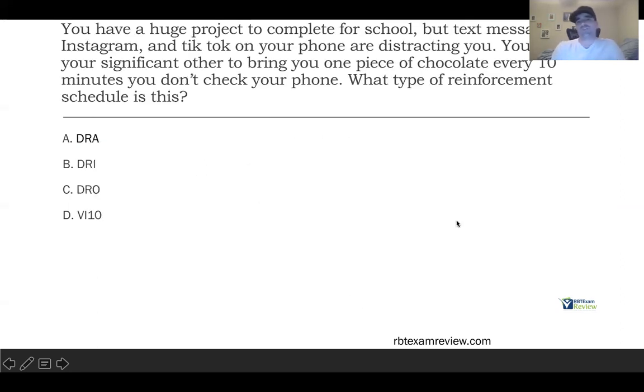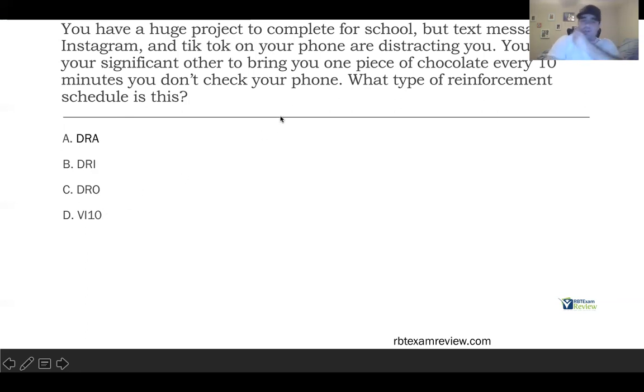Okay, you have a huge project to complete for school, but text messages, Instagram, and TikTok on your phone are distracting you. You ask your significant other to bring you one piece of chocolate every 10 minutes you don't check your phone. What type of reinforcement schedule is this? Is this DRA, DRI, DRO, or VI-10?